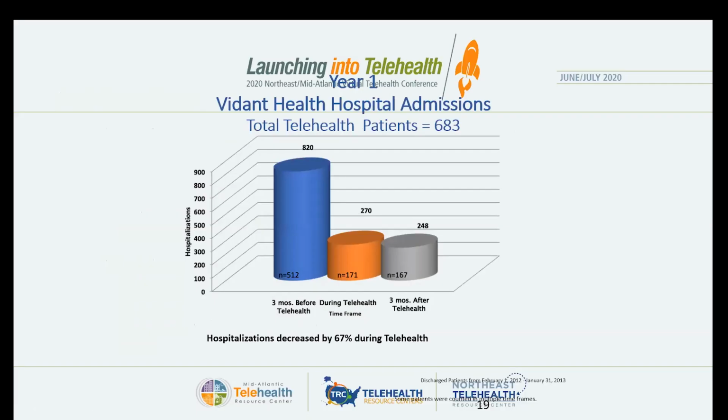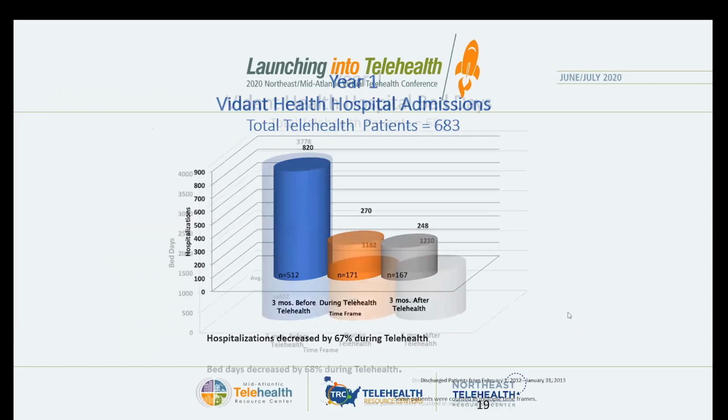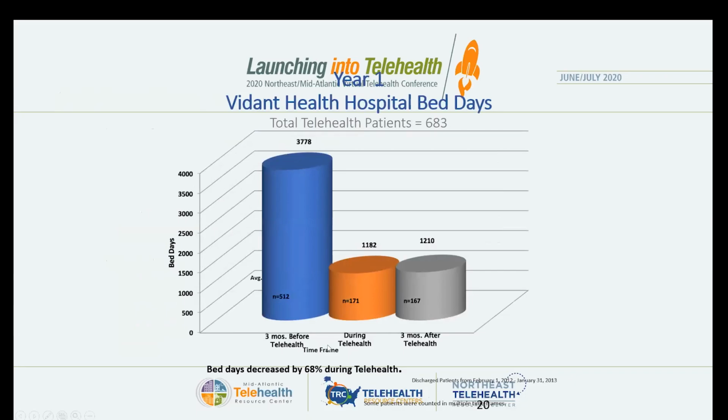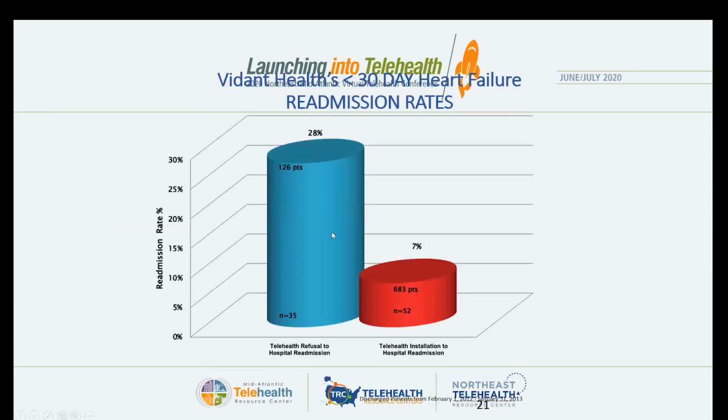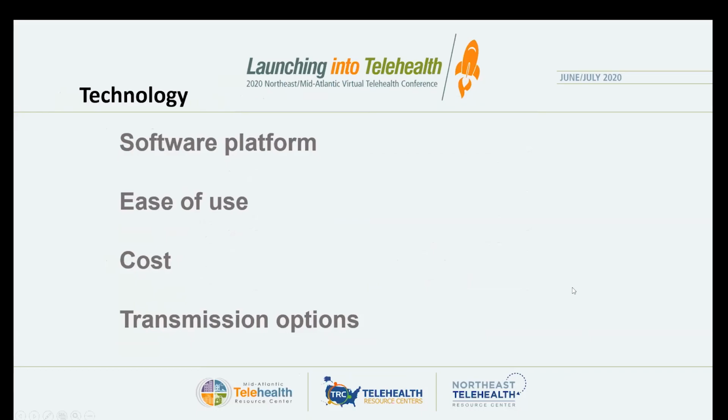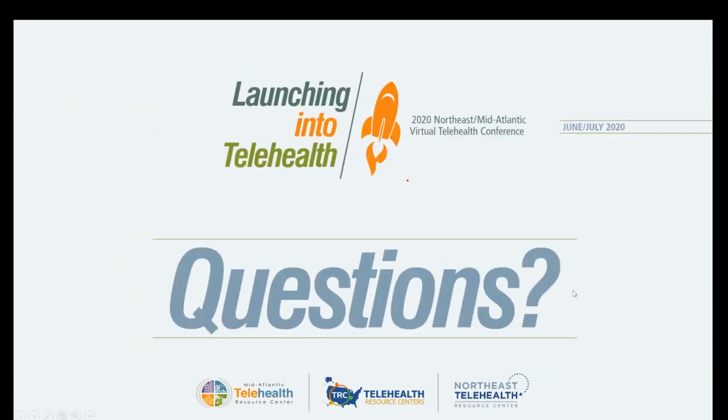I referenced this: hospitalizations when I was at Vidant during remote monitoring, the 3-month time period, we decreased hospitalizations by 67%. Bed days decreased by 68%. And this is what I was referring to: the patients who had heart failure but refused had a 28% less than 30-day readmission rate compared to 7%. I know I'm running out of time, so I'm going to skip the technology and go straight to questions.